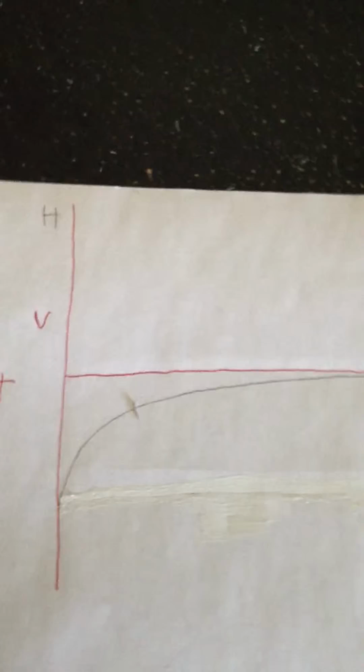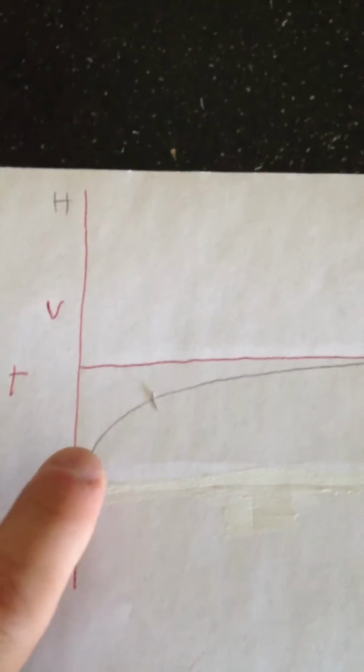So to represent that, we have this right here where it's going really fast and it starts to slow down, slow down, slow down, but it never becomes positive. It stays in the negative direction the entire time.